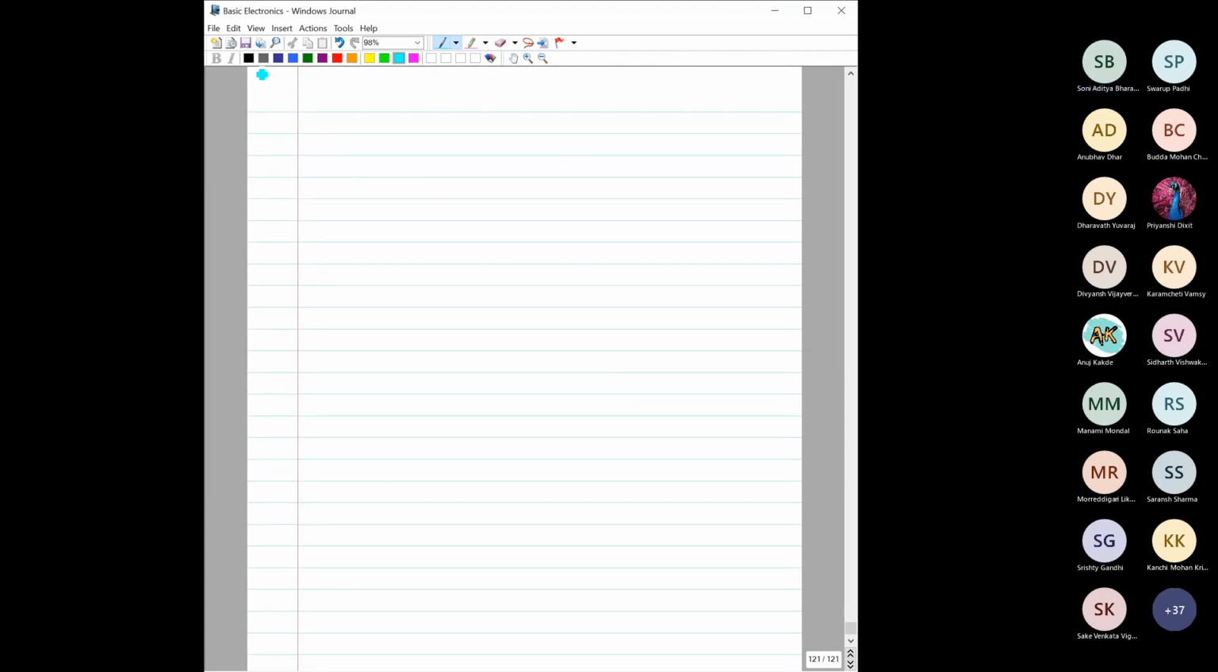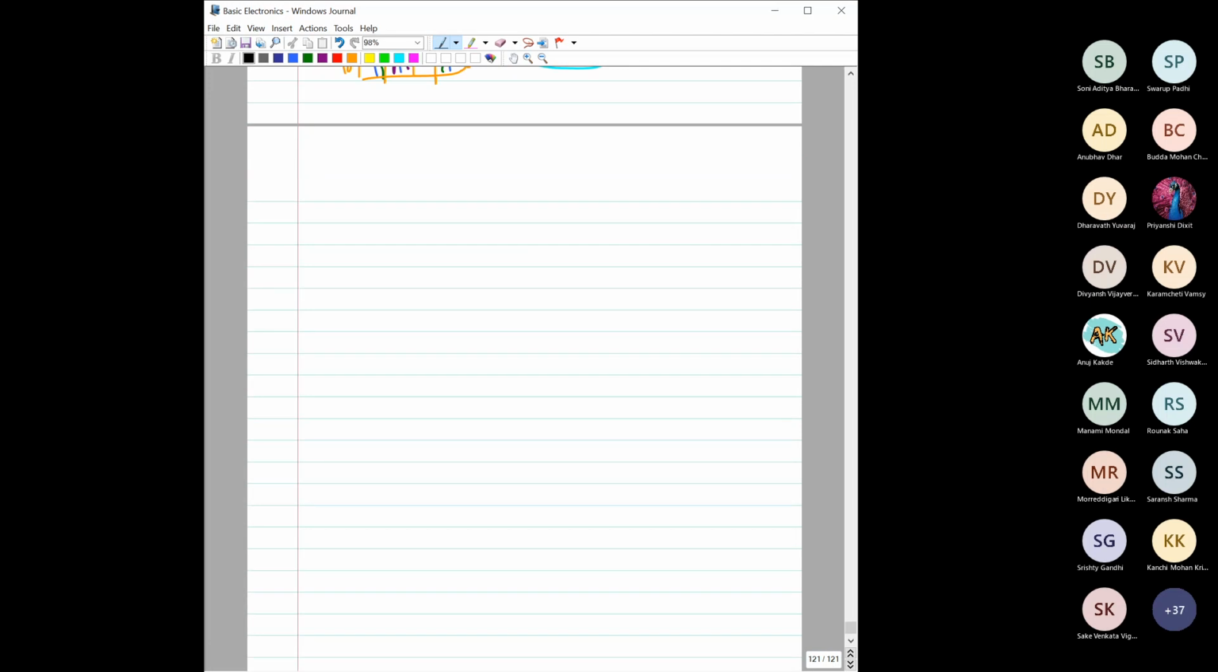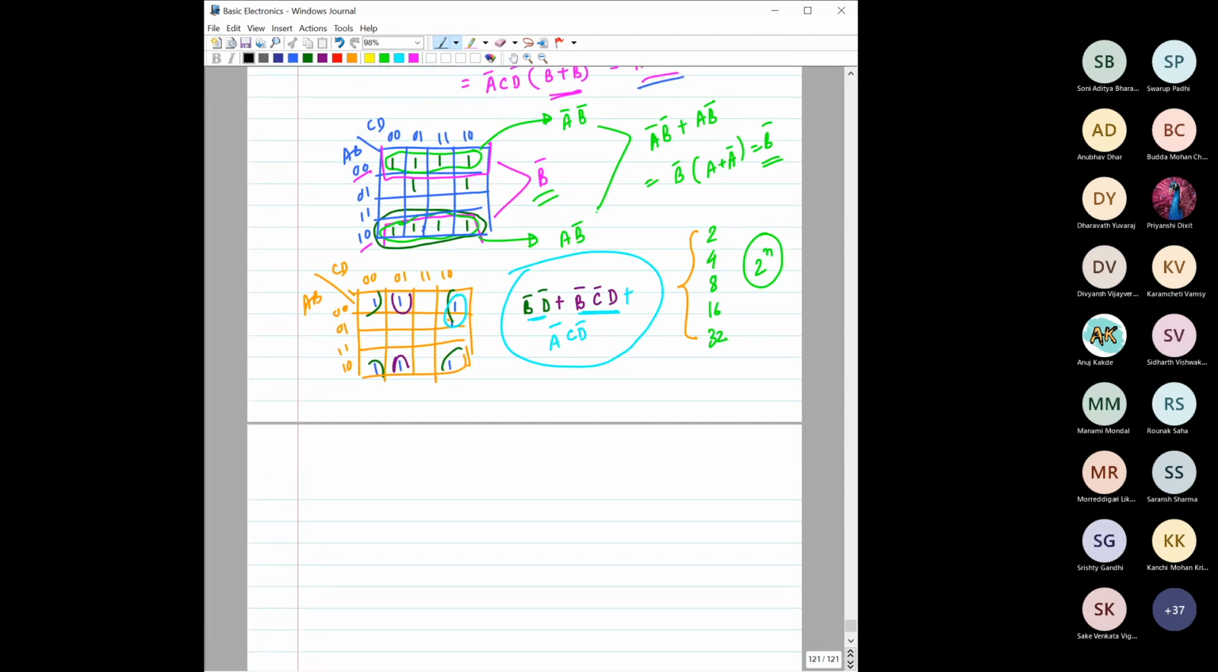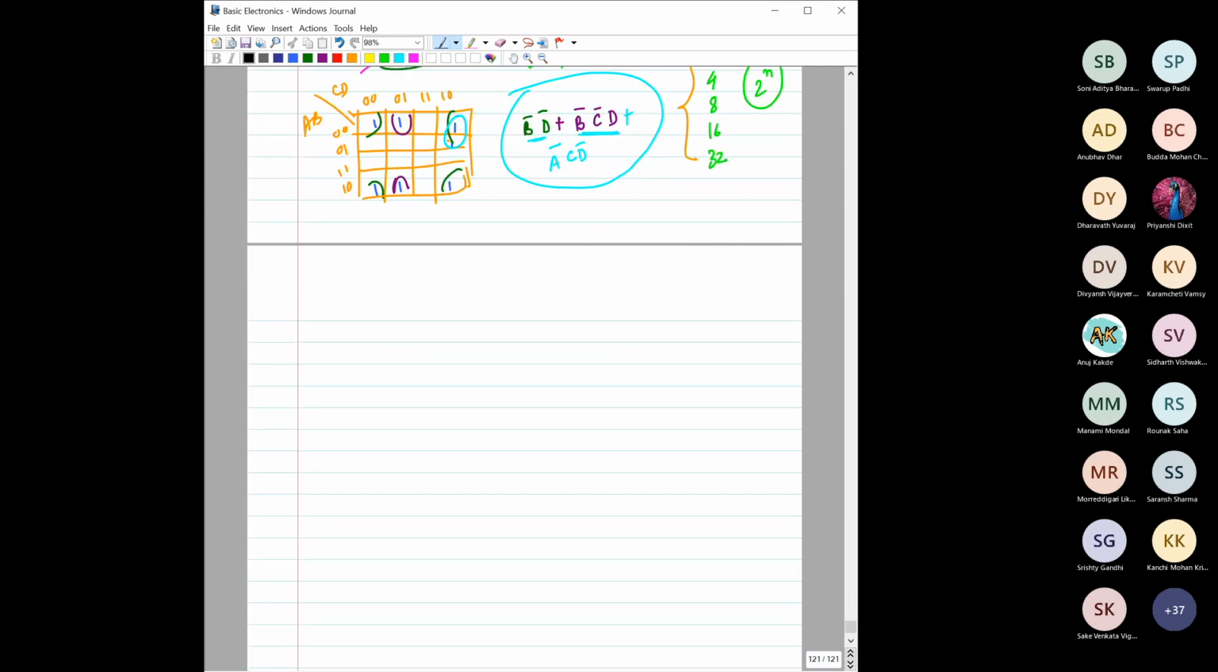Sir, suppose we have a 2 cross 2 Karnaugh map whose entries are 0, 1 and 1, 0. So what will be its Boolean expression?